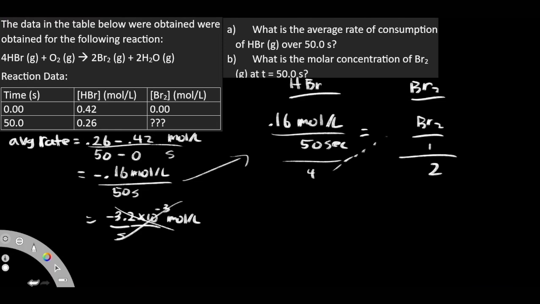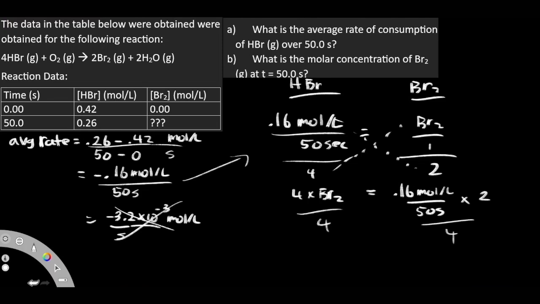So I'm now going to isolate for my Br2, so I'm going to cross multiply. I end up getting 4 times Br2 is equal to this, 0.16 moles per liter, and this happens in 50 seconds. But I need to multiply this all by 2 because this is multiplying here by 2. Then I divide this by 4. So technically this is just 2 over 4, or 1 over 2. So again, my Br2 is equal to this multiplied by that.